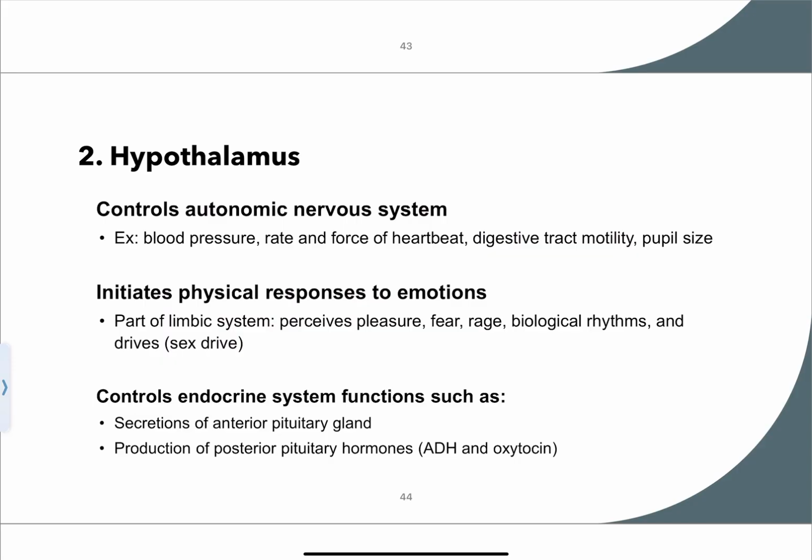Another thing that it can do is initiate physical responses to emotions. So the hypothalamus is really going to be the core component of our limbic system. And our limbic system, which we haven't really talked about yet, is the emotional part of our brain. So a lot of the nuclei involved in this area are going to be involved in things like perceiving emotions, things like rage or fear or even pleasure. And they're also going to be involved in a lot of biological rhythms and drives, like our sex drive.